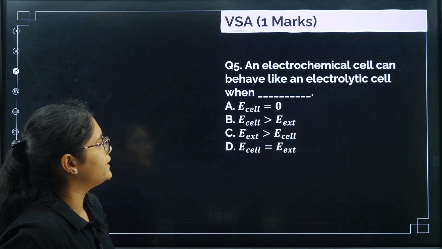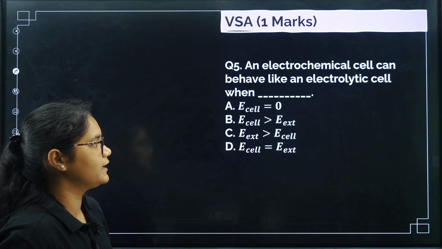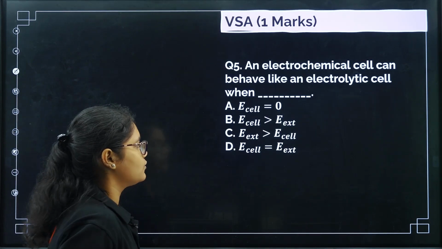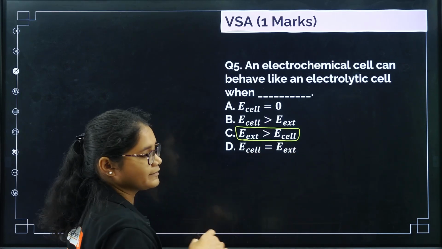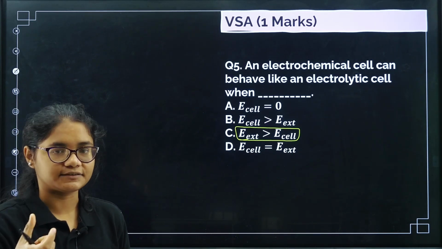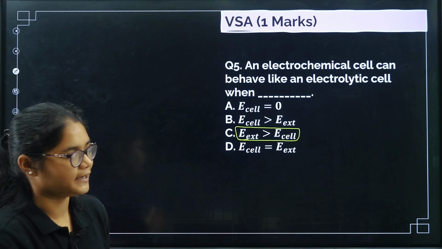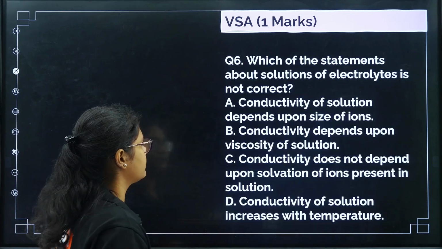Next, an electrochemical cell can behave like an electrolytic cell when the external cell potential is greater than the E of the cell. Then the cell is reversed and it acts as an electrolytic cell. Option number C here.